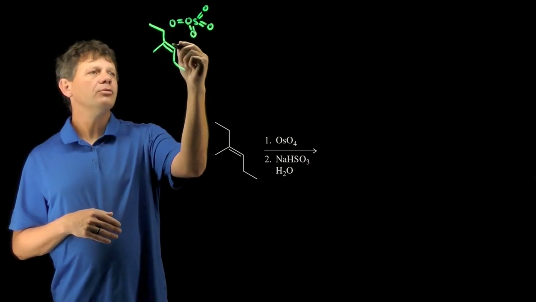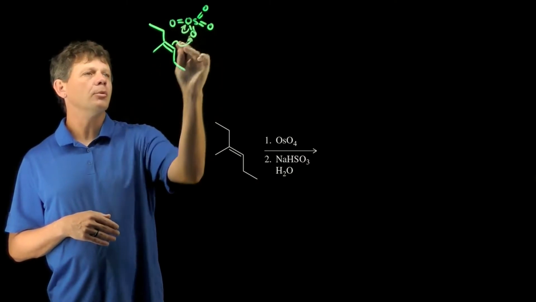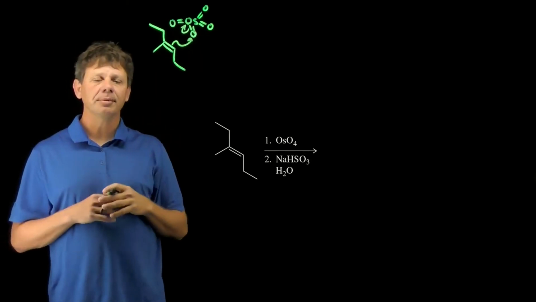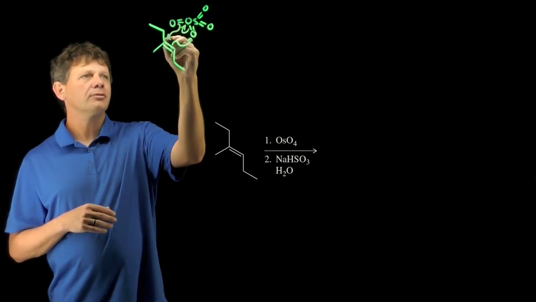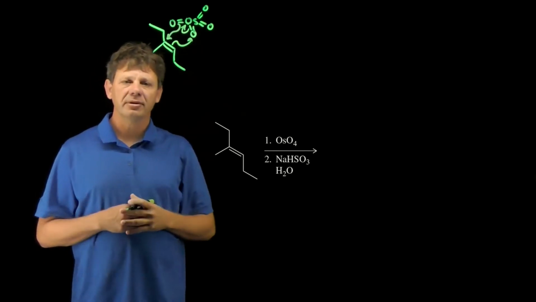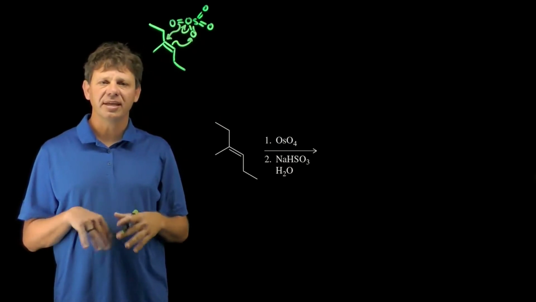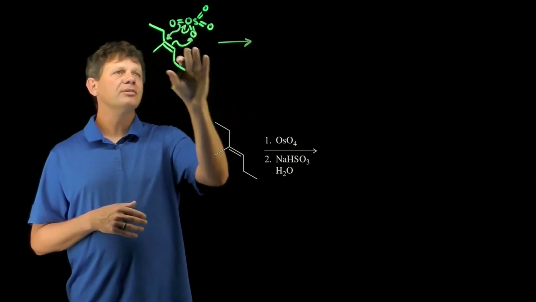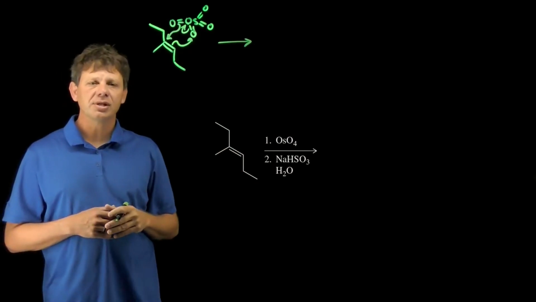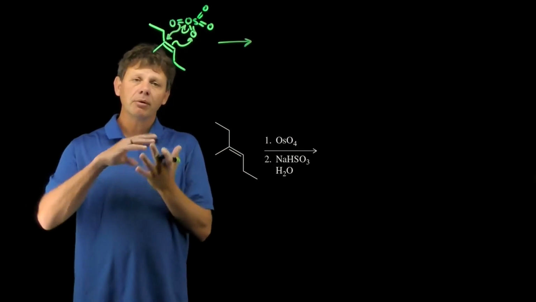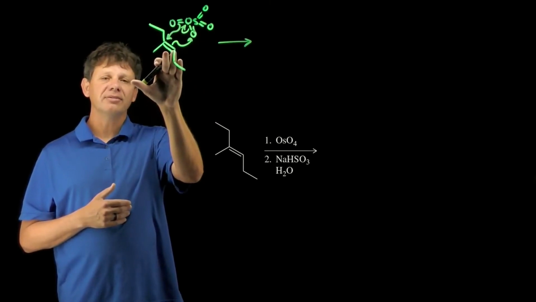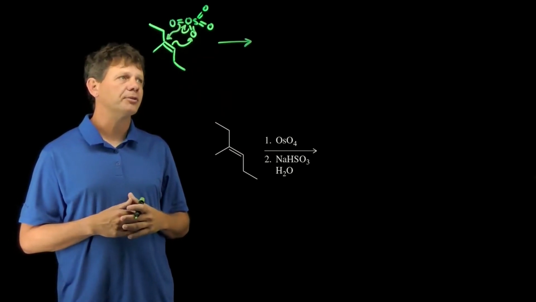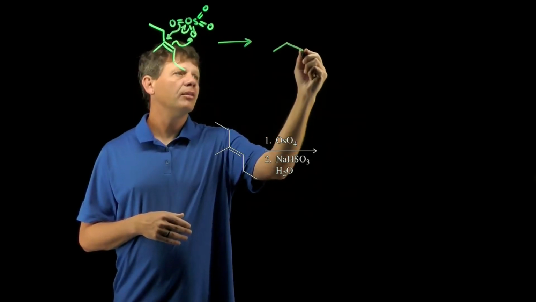When it adds, it's going to do so in a concerted mechanism, where these pi electrons attack oxygen, these electrons go on to osmium, that's how osmium gets reduced in the process, and these electrons go here in what we would consider a 6-electron cyclic transition state, one that we'll see quite often going forward. Given that it's concerted, both bonds to oxygen are going to form at the same time before we have a chance to rotate around this pi/sigma bond as it moves from pi to sigma in the reaction.